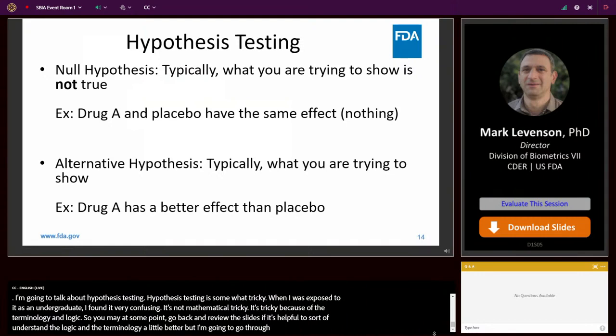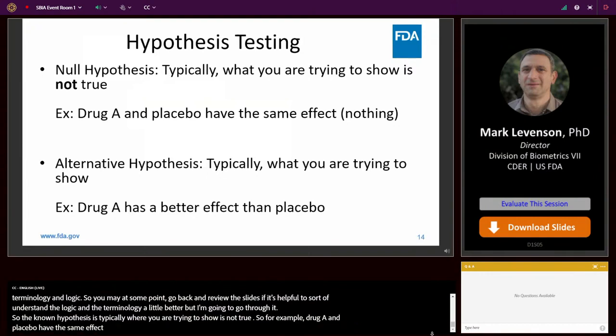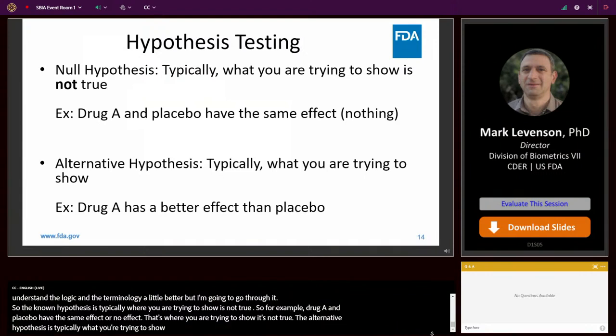So the null hypothesis is typically what you're trying to show is not true. So for example, drug A and placebo have the same effect or no effect. That's what you're trying to show is not true. The alternative hypothesis, that's typically what you're trying to show. So following the example, drug A has a better effect than placebo.